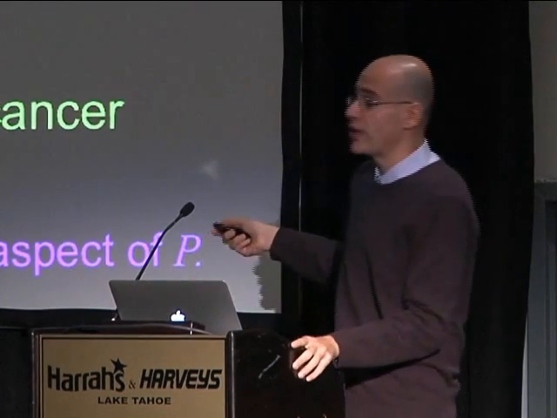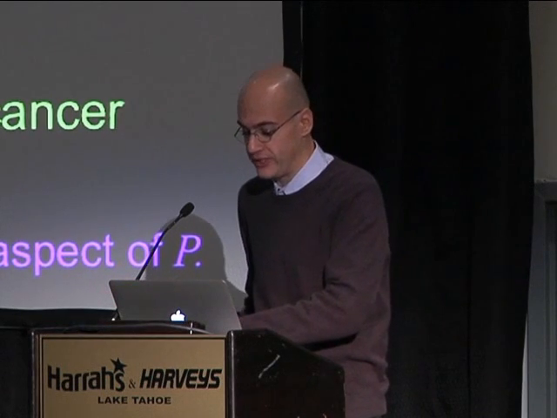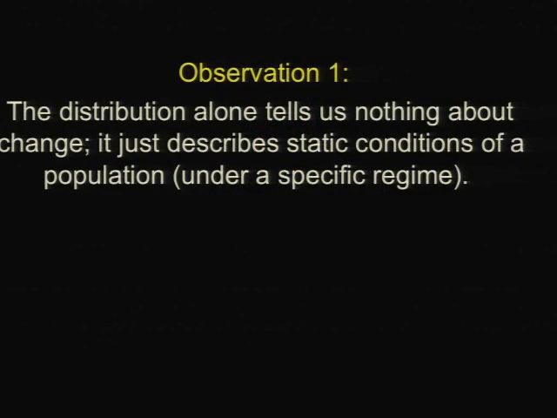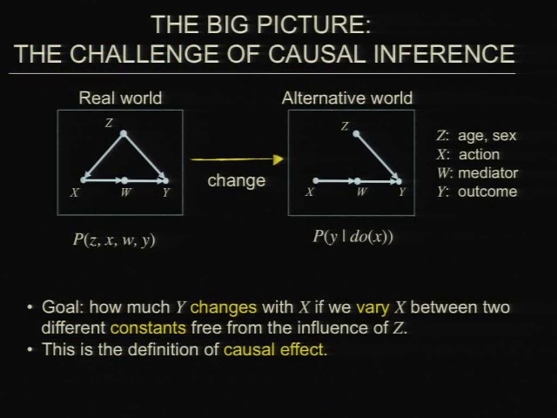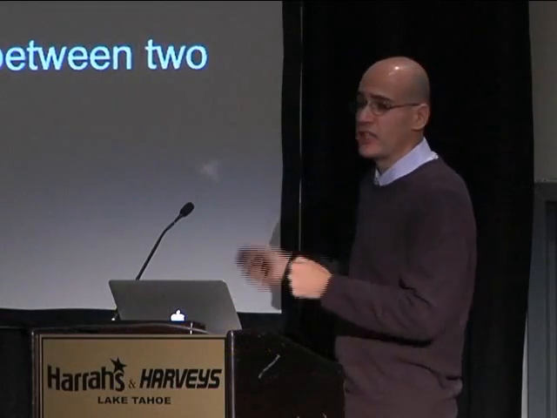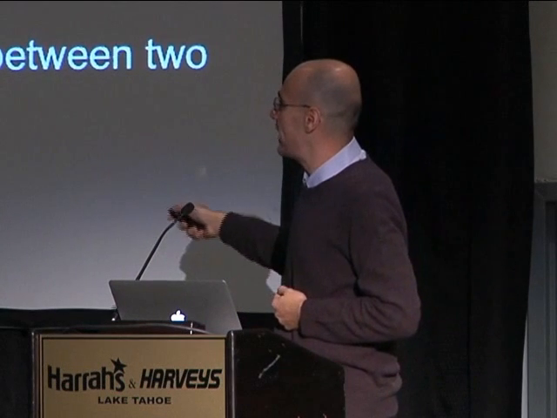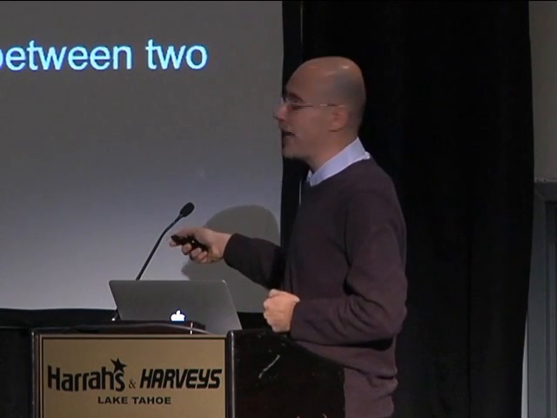And you need some way to relate these two, the P and P prime, or these 2 different regimes, how they are connected. Then this is the zoom-in on the picture that I promised. I'm calling the big picture the challenge of causal inference. You have this real world, and then I'm putting a graph here. X could be the treatment or the decision. Y would be the outcome.